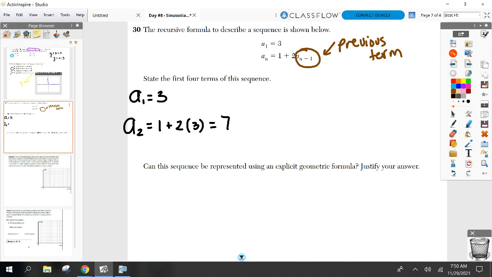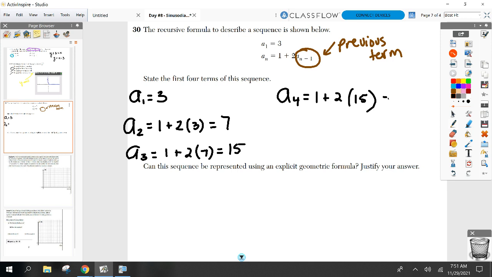Well, let's keep it moving. We got 4 to go. We got 4 total. How am I going to find the third term? 1 plus 2 times 7, previous term. So that's going to be 15. One more. 1 plus 2 times what now? 15. Fourth term. There we go. There's the first part anyway. Just knowing that was previous term.